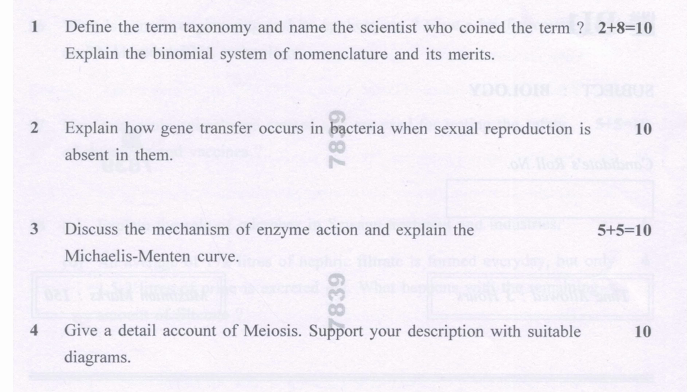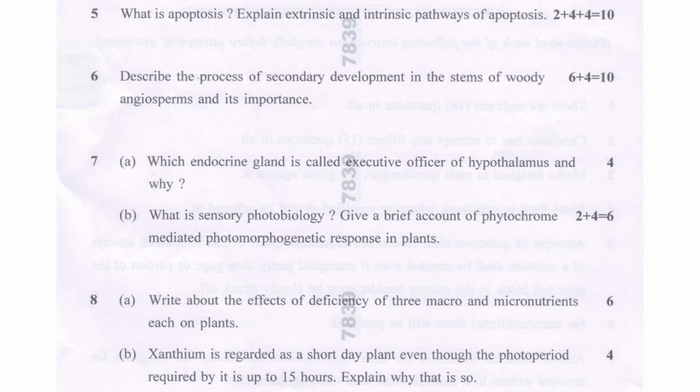Next question is: discuss the mechanism of enzyme action and explain the Michaelis-Menten curve. Next question is: give a detailed account of meiosis and support your description with suitable diagrams. Next question is: what is apoptosis, and explain the extrinsic and intrinsic pathways of apoptosis. Next question is question number 6.